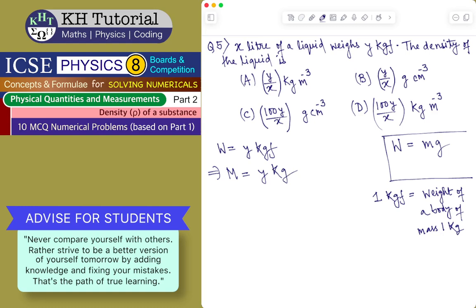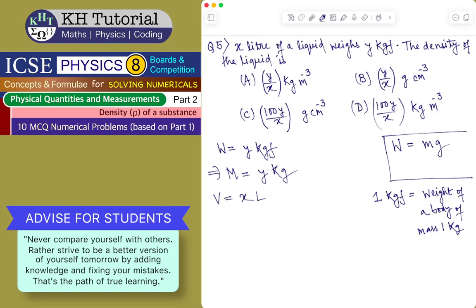We have to find the density. All the choices are given both in SI unit, that is kilogram per meter cube, and also in gram per meter cube. So you can find the density in SI unit, and then you can convert that to CGS unit and match which of the choices is correct. So let's first find the density of the liquid in SI unit. So I am having the mass as y kilogram, and the volume is given to be x liter.